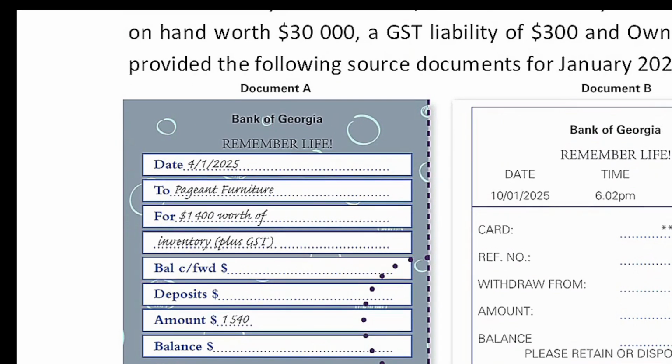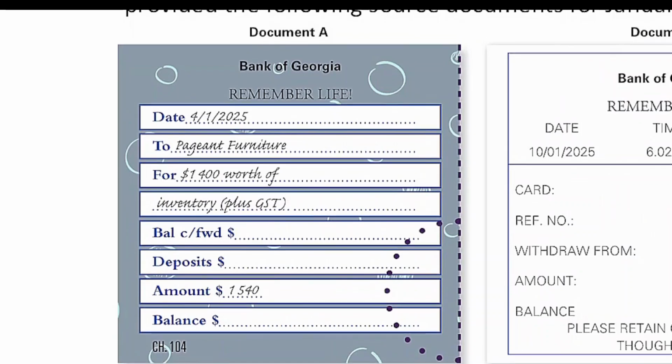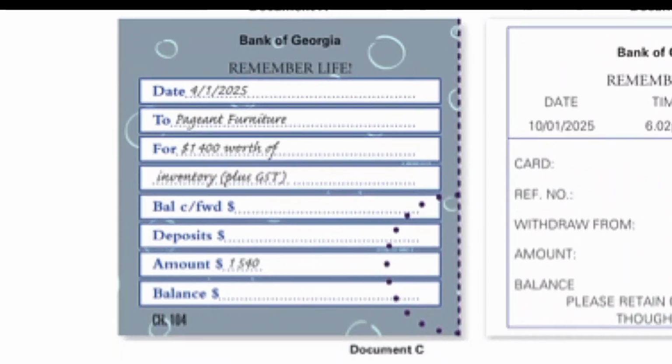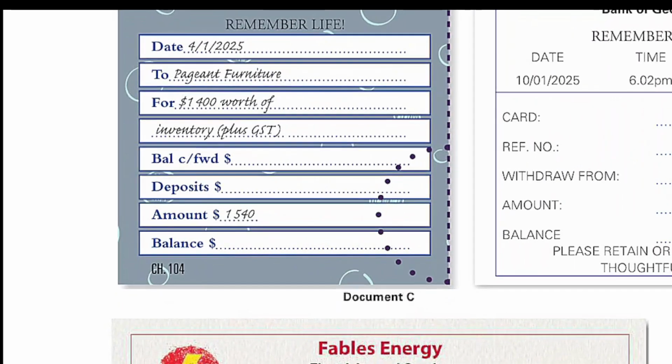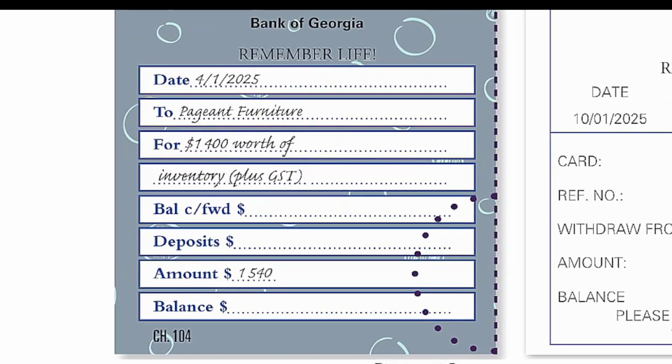Which transactions? Cash. What cash? Cash paid. Cash payments. Very good. Cash payments, right? So then, 4th of January, it has been paid to Pageant Furniture, 1400 plus GST. That's for inventory. So what is the double entry?